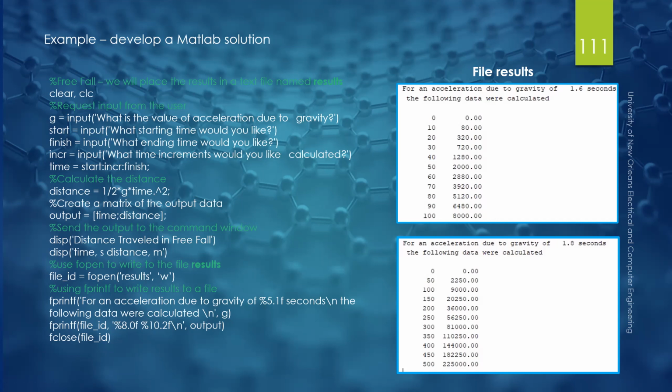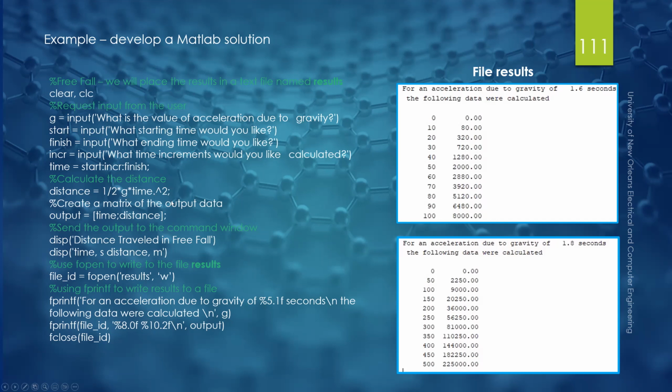Now we want to send the output to the command window. So for that, we're going to use the disp command so that we can see that information. And what we're going to see is distance traveled in free fall. And we're going to see time, the s, distance, and m. Okay, it's going to display that when we look at the command line. And that's fine. And that way you can see the progress of your code here.